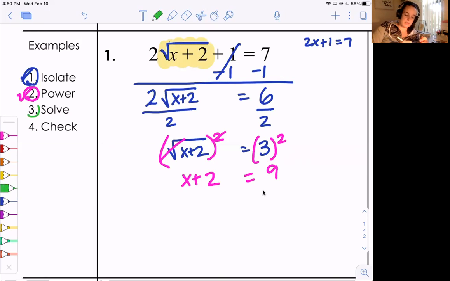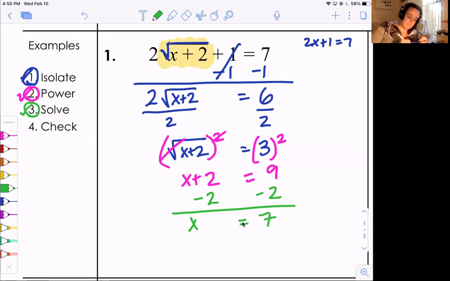My third step is to solve it, right? So I want to get x by itself. Go ahead and subtract 2 on both sides. I get x equals 7, right? So I've solved it. I think my answer is x equals 7.